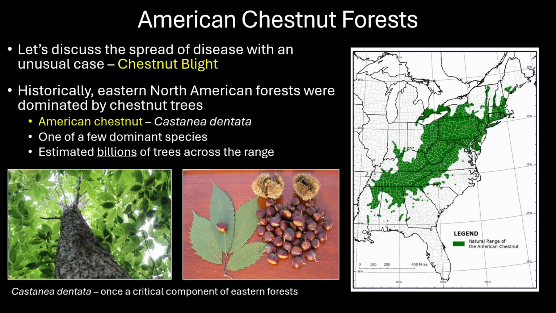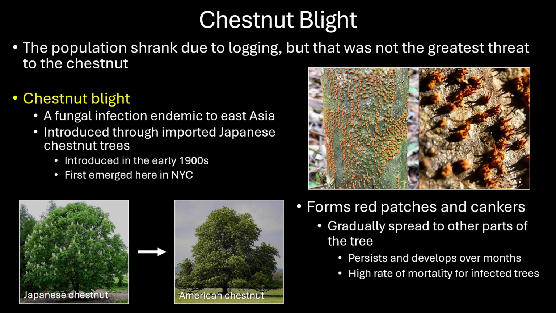The American chestnut was a widespread tree that occurred in a wide variety of habitats. There were estimated billions of trees across this range. However, this population shrank due to a few features. Logging was, of course, a major problem early on, and it certainly did not help their numbers, but it wasn't the greatest threat to the chestnut as it turned out.